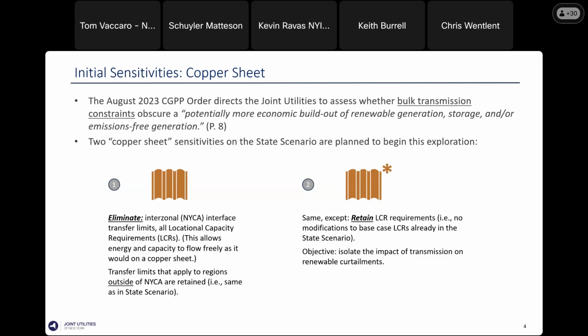While we were there, we figured it was valuable to utilize an additional sensitivity on just the state scenario, not all three scenarios. The second sensitivity we implemented is the same as the first in that it eliminates the interzonal interface transfer limits, allowing free flow between zones, but it retains the local capacity requirements, i.e. the same as they were in the state scenario. This is really just to make sure that between these two sensitivities, we have the ability to isolate the impact of transmission on renewables, since LCRs are not technically a transmission constraint. They're more related to generation siting.